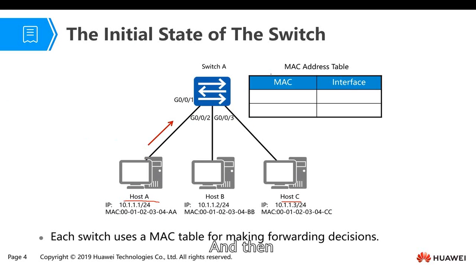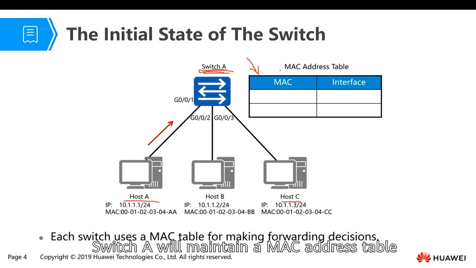The switch also has a mechanism to decide how to send the data. Switch A works at the data link layer, where we have the MAC address. So switch A maintains a MAC address table, but initially this MAC address table is empty.